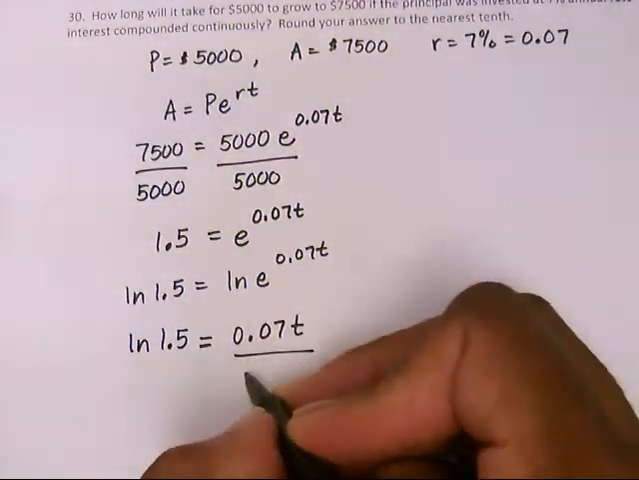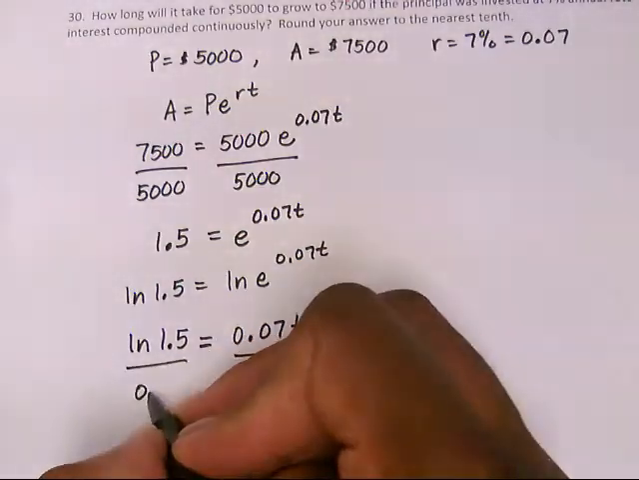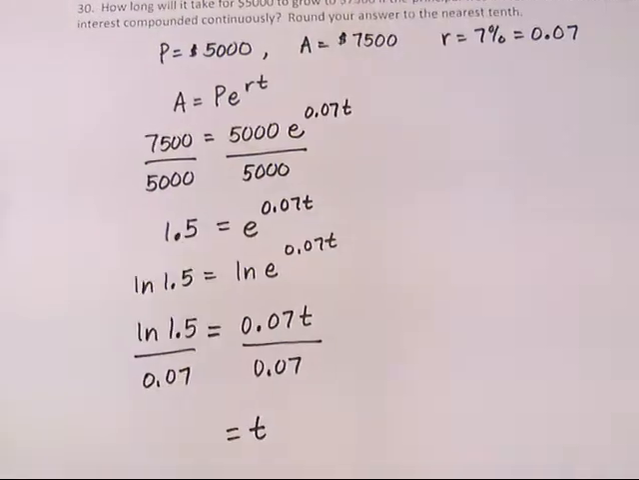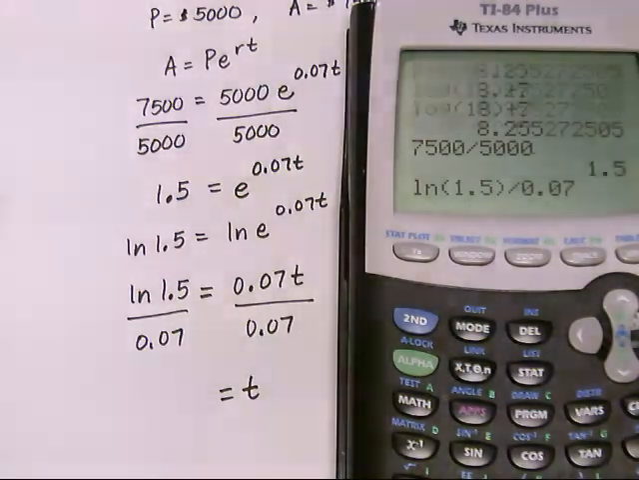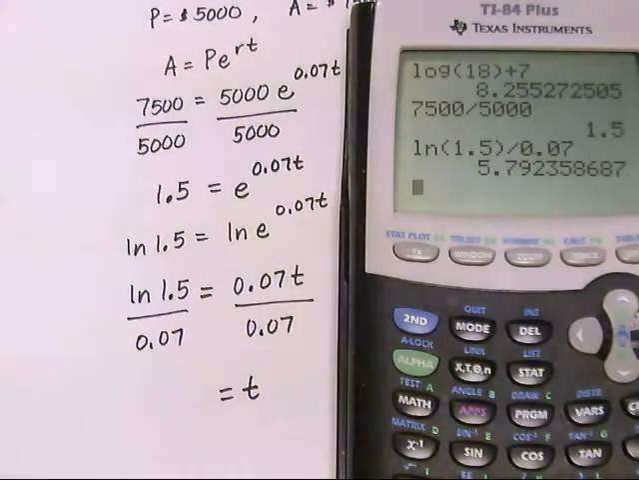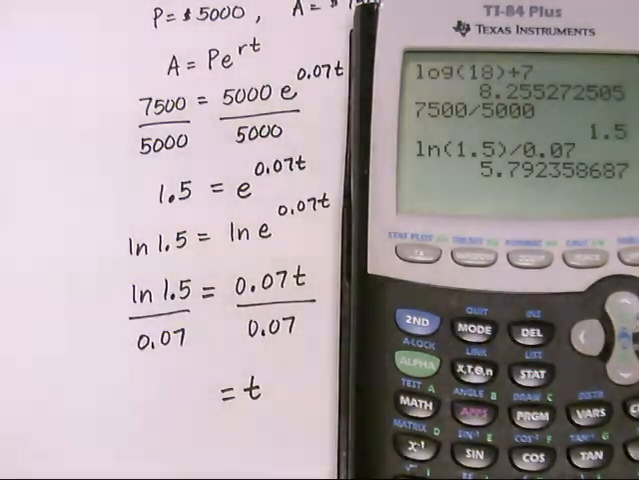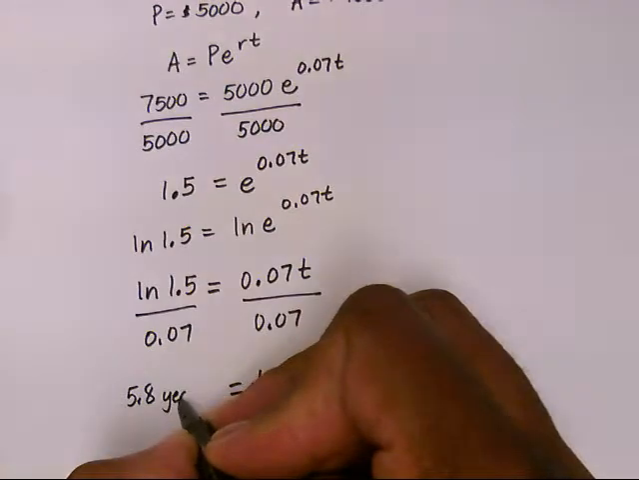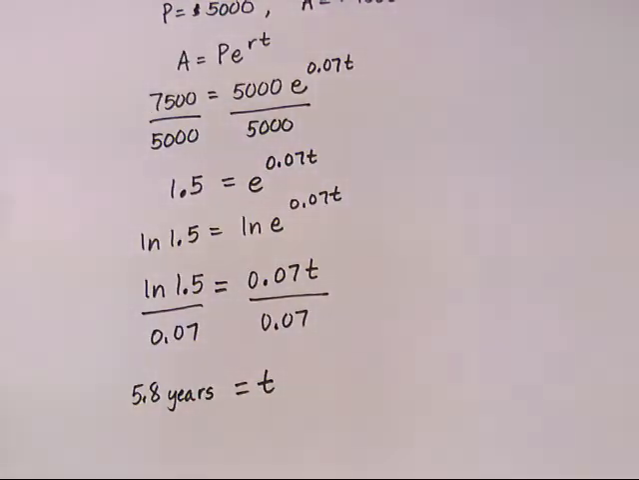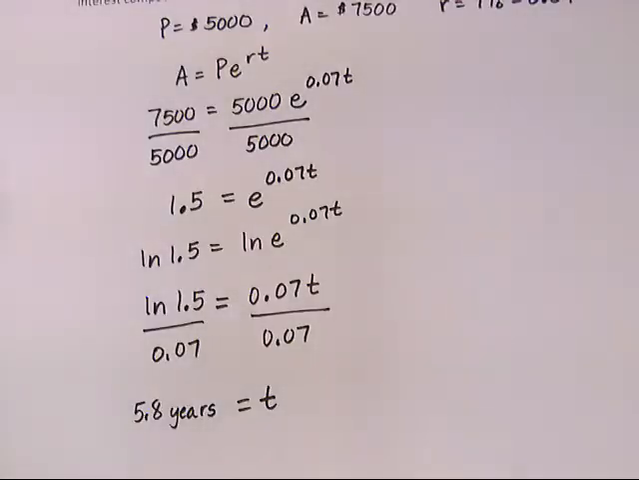And to find out what t is, or to solve for t, we divide by 0.07 on both sides. So now you're going to have t is equal to, press the ln key, 1.5, close parentheses, divided by 0.07. Now we're rounding to the nearest tenth, or to one decimal place, so this will be approximately 5.8. And that time represents 5.8 years for a $5,000 investment to reach $7,500 at 7% compounded continuously.